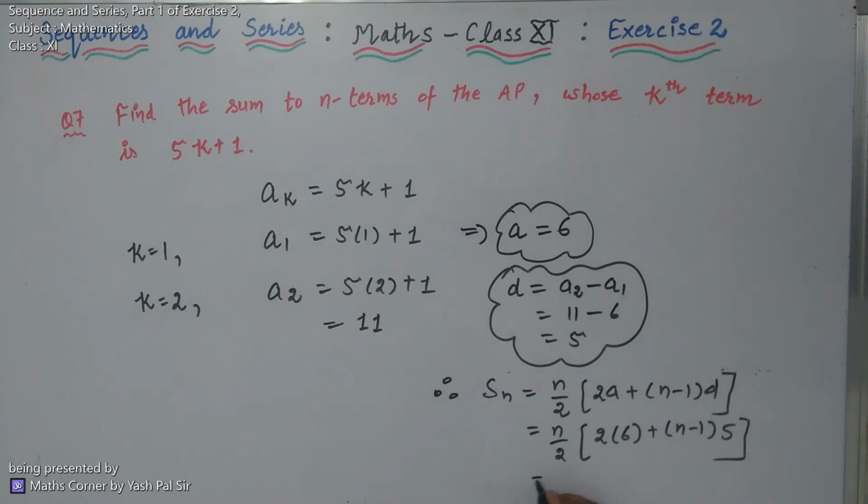So this becomes n by 2 into 12 plus 5n minus 5. So lastly 12 minus 5 is 7. n by 2 into 5n plus 7 is the sum to n terms.